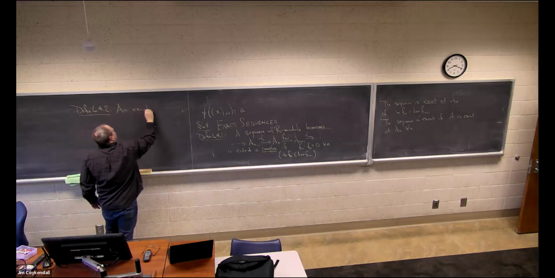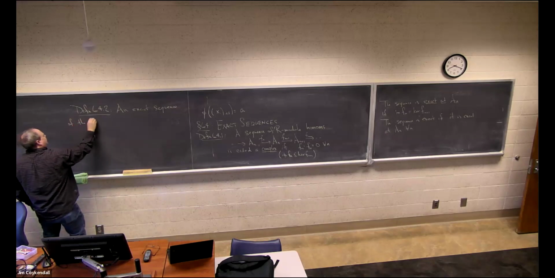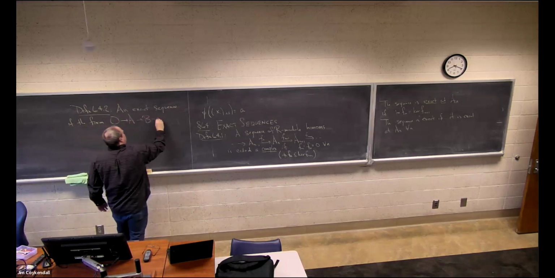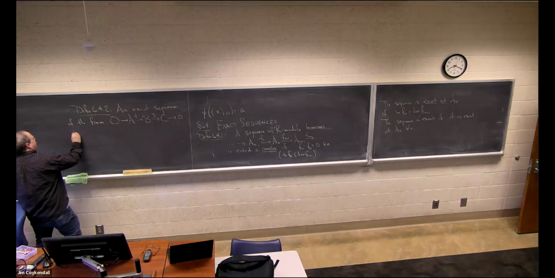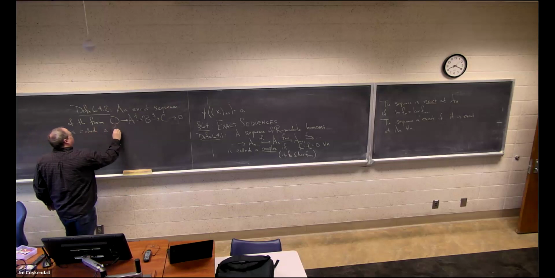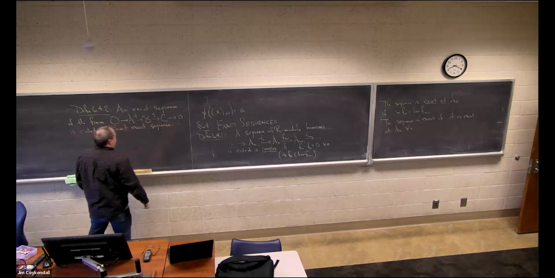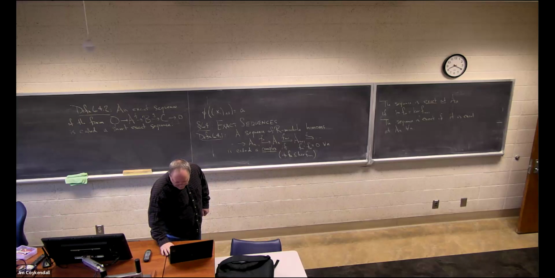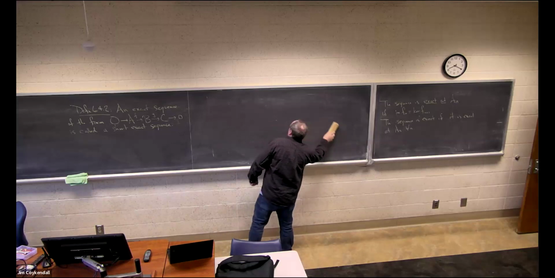An exact sequence of the form zero, A, B, C, zero, and we call these maps F and G, is called a short exact sequence. Let me make an observation or two.